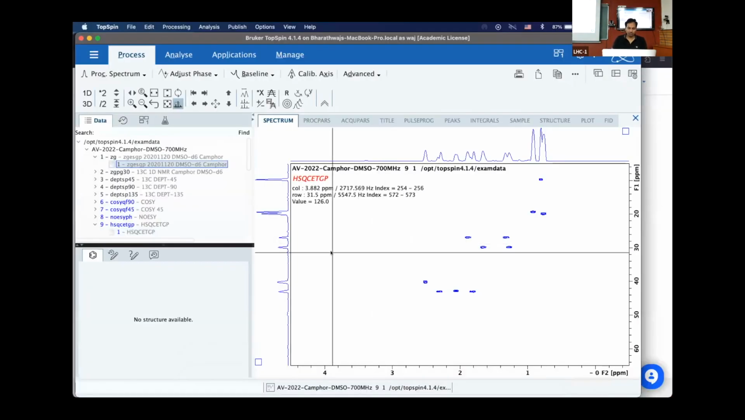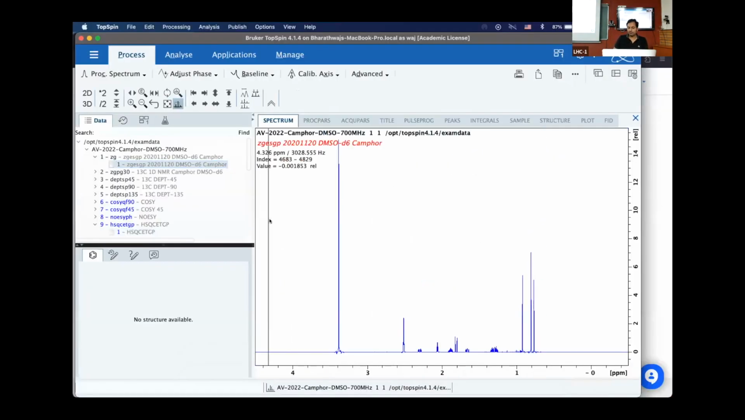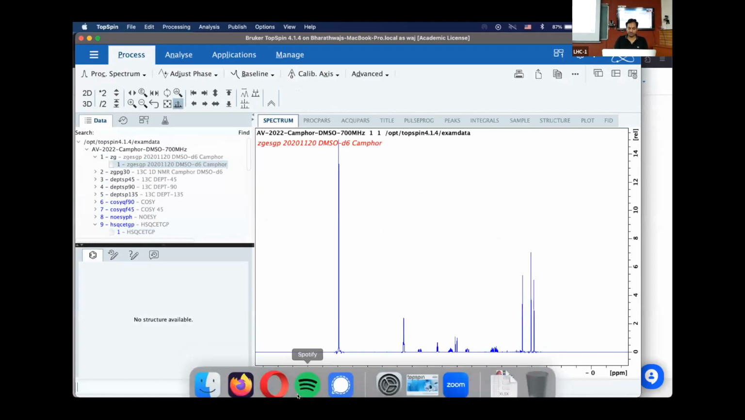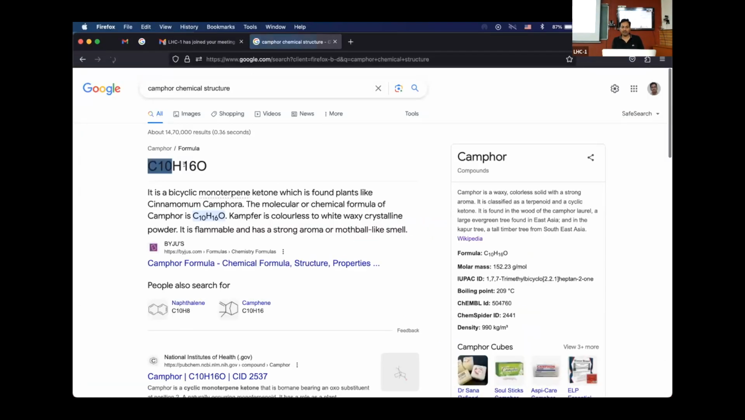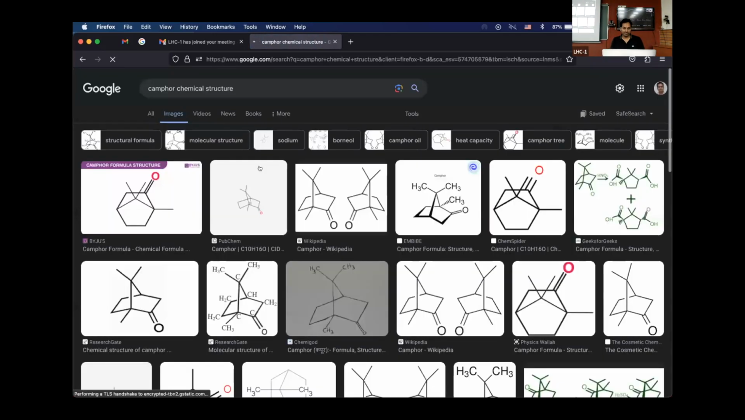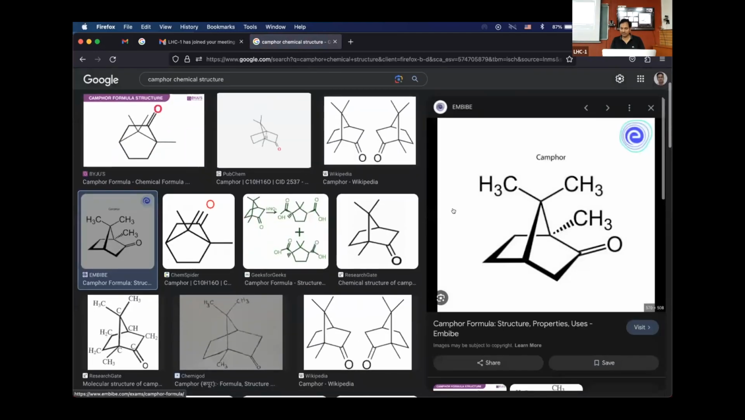Okay, so let's go one by one. Let me start with the proton NMR spectrum of camphor. We also have to check what the structure of camphor is. There are 10 carbons and 16 protons present in this chemical entity. The structure of camphor could be viewed anyway. I actually like this one because it explicitly shows the methyl carbons. To make a note, there are 3 methyl carbons.